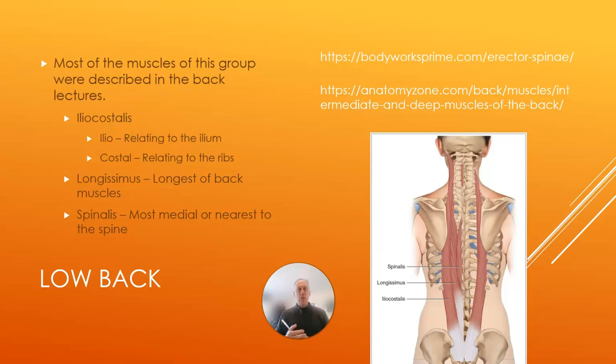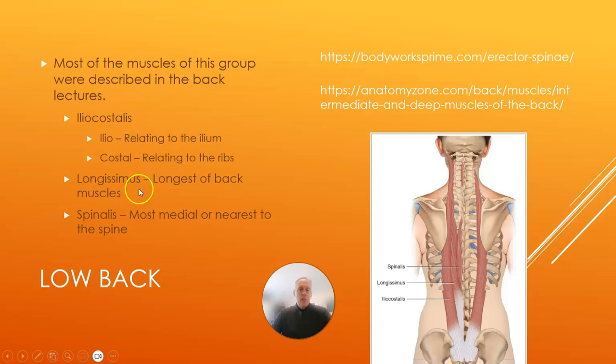And the iliocostalis, so named because they relate to the ilium, you can say iliac crest down here on the hip bone, there you go. And the ilium itself, in Latin, refers to the lateral side. So a way to remember this is iliocostalis: it's the most lateral muscle, not medial, but most lateral. And this group of muscles attaches specifically to the ribs out here, the costals.